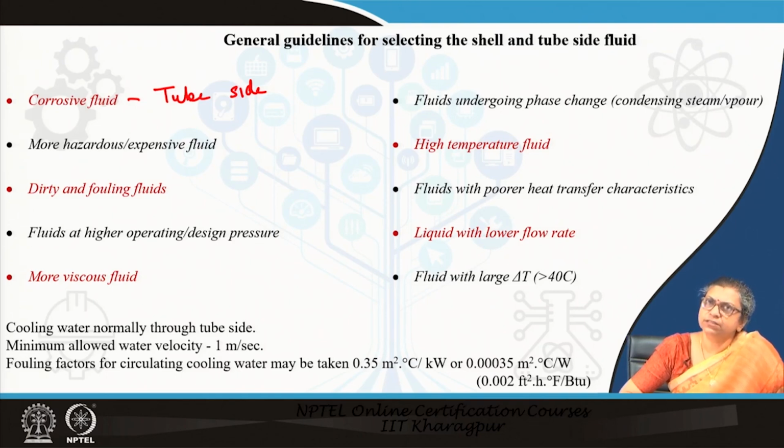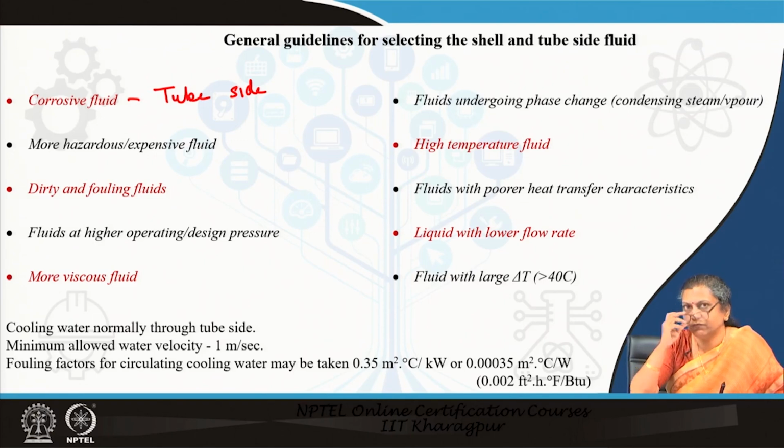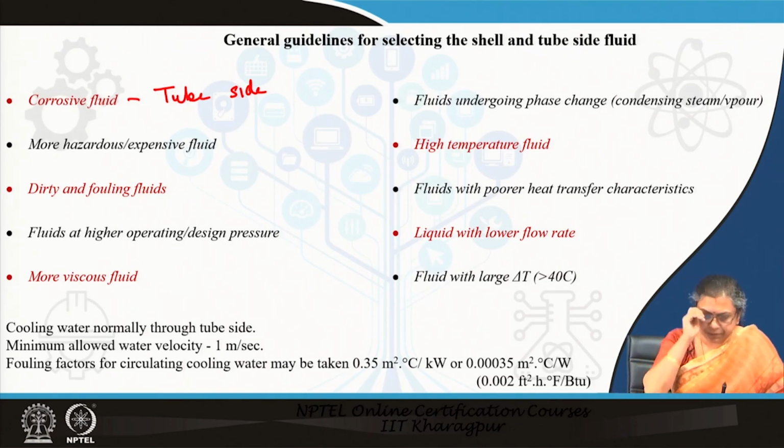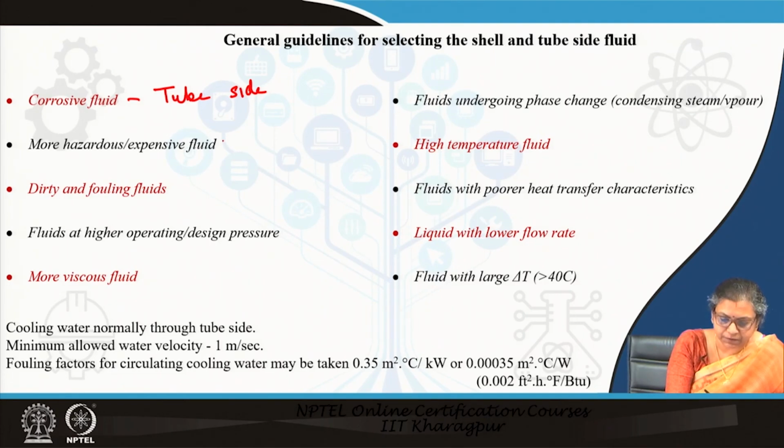Same way, more hazardous fluid. Definitely, when you are working with a more hazardous fluid, you would not want the fluid to leak out, right. If it is in the shell, then there is every chance or a greater chance of leakages through the space between the inner pipe and the outer pipe. We put gaskets etc., but then also there are chances of leakages. So, naturally, when we go for hazardous fluids or when we go for more expensive fluids, we would prefer to keep it on the tube side.